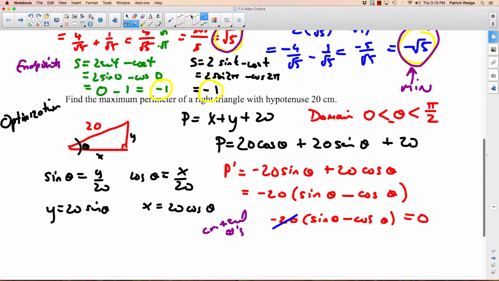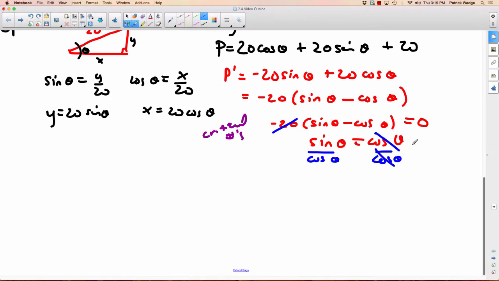This is gone. Next thing you do, move the cosine over. So we have sine theta equals cosine theta. Guess what you're going to divide by? Cosine theta. These are going to cancel, leaving you with 1. Sine over cos is tan, so you have tan theta equals 1.